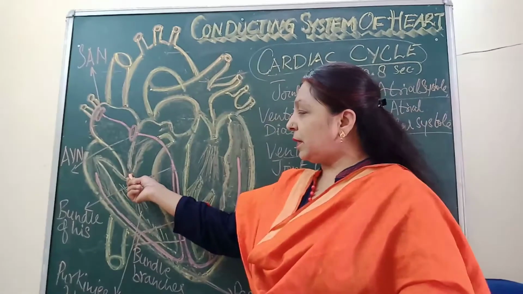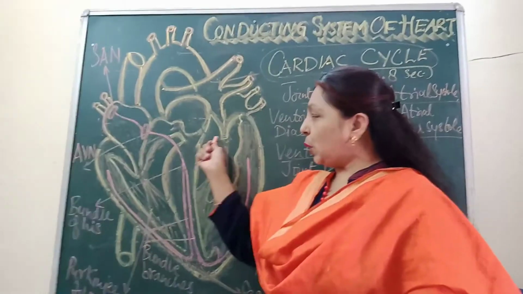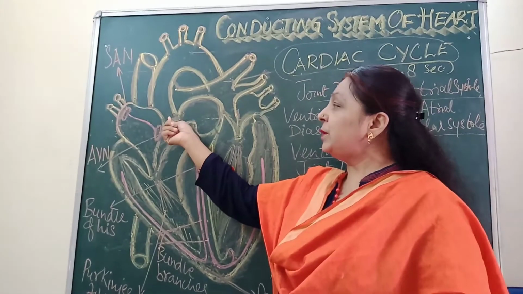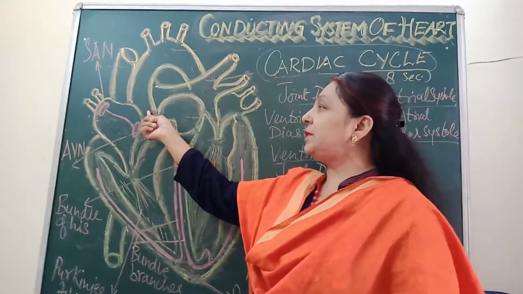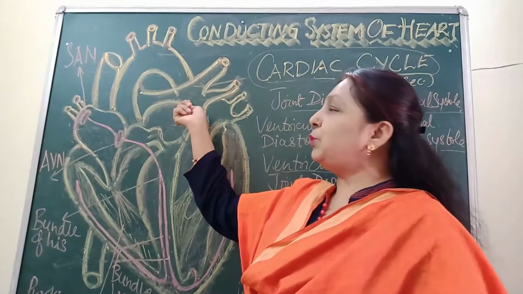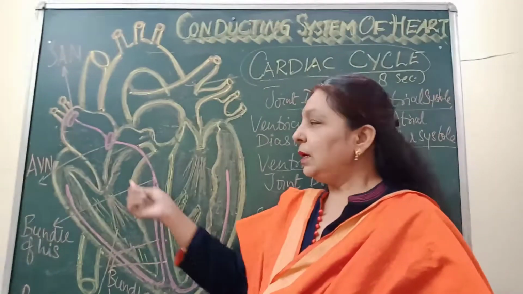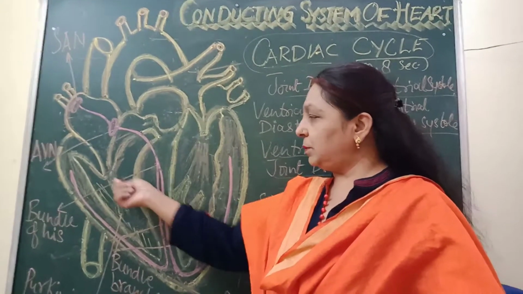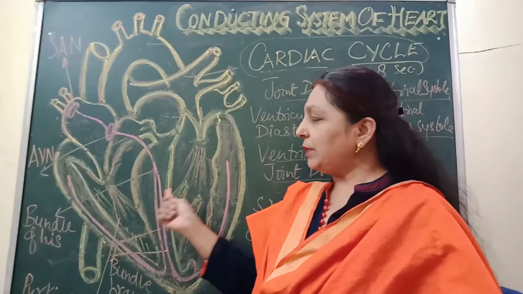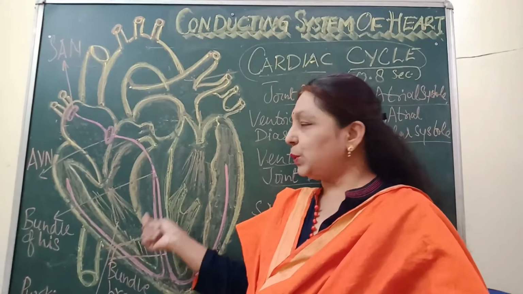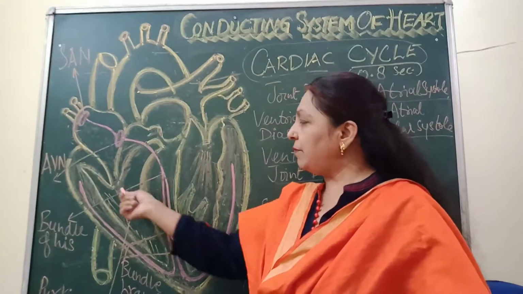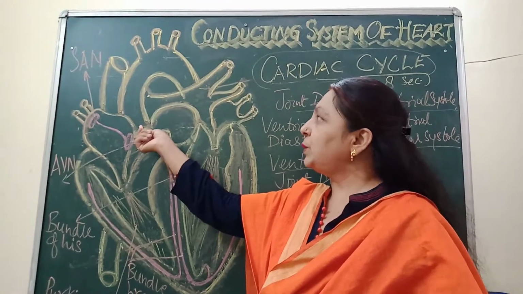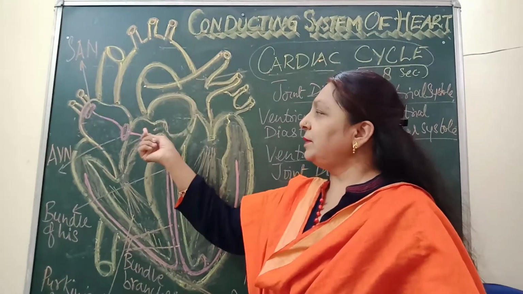That means the AV valves will get closed now, and the semilunar valves, which are present at the aorta and the pulmonary artery, will open. So when the ventricles are getting filled up, the AV valves close after the filling, not even 100% filling is completed, I told you. When the AV valves close, the semilunar valves going to the aorta and the pulmonary artery open.